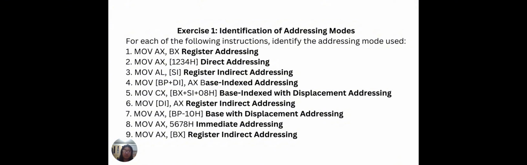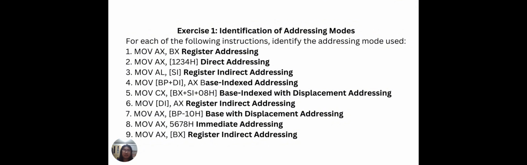Next is the mov AL, [SI]. This is a register indirect addressing because the memory address is provided indirectly by the value in the SI register, and the value at the address pointed to by SI is moved into AL. For the next given, mov [BP+DI], AX, this one is base index addressing because the effective address is calculated as the sum of the base register BP and the index register DI. Data from AX is stored at this calculated memory location.